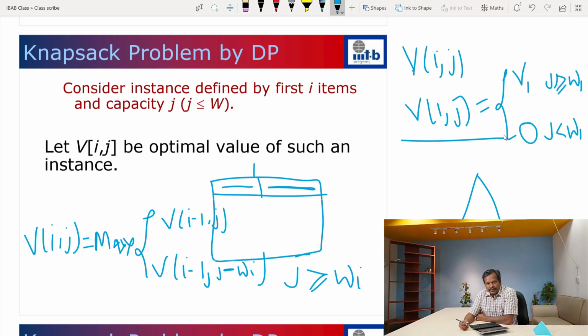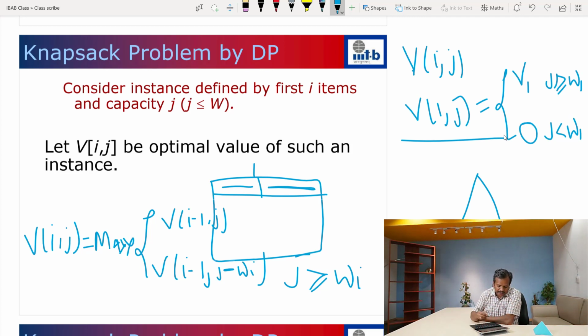So the most important thing here is to define what is the table that we want to use. We call this the state of the dynamic programming. In this case, this happens to be v of i comma j, where v of i comma j denotes the maximum profit that I can make if I am given a knapsack of size j and I am allowed to use only the first i items. It's easy to initialize, which is v of 1 comma j. This will be v of 1 if I am given a knapsack size which is greater than or equal to the weight of the first item, otherwise it's 0.